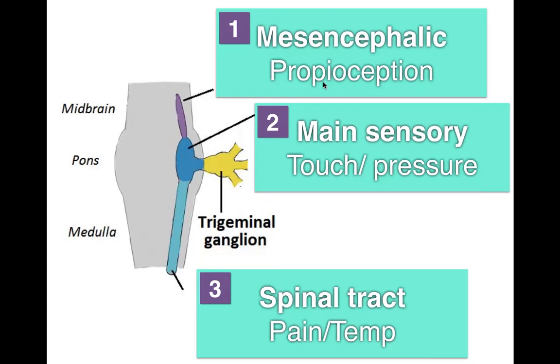Facial expression muscles, whereas the main sensor receives touch information and sensation coming from the face, and the spinal tract receives pain and temperature information coming from the face. So if there's a lesion here, the manifestation would be numbness of the face to pain and temperature. And if there's a lesion affecting this component, the manifestation would be numbness to touch and pressure sensation to the face.